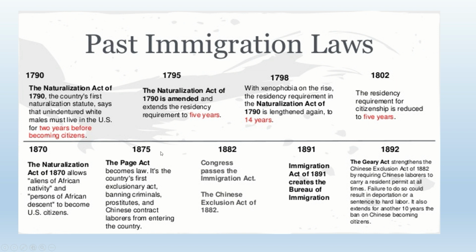There were more acts to follow, a lot of them more exclusionary, including racially exclusionary. For example, the Chinese were barred from entering, specifically. A blatantly racist act, and that's just the way it was. The same thing happened for other groups like the Japanese later on. The Immigration Act of 1891 created the Bureau of Immigration. The Chinese Exclusion Act was strengthened again in 1892.